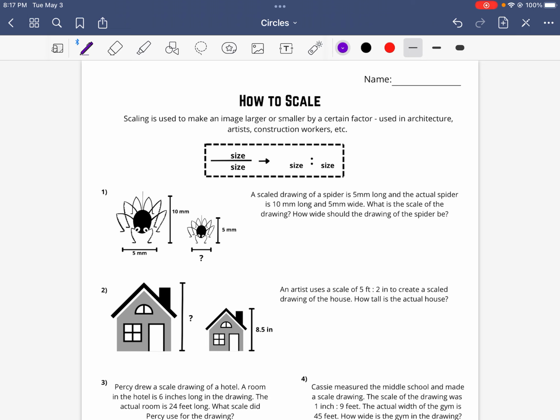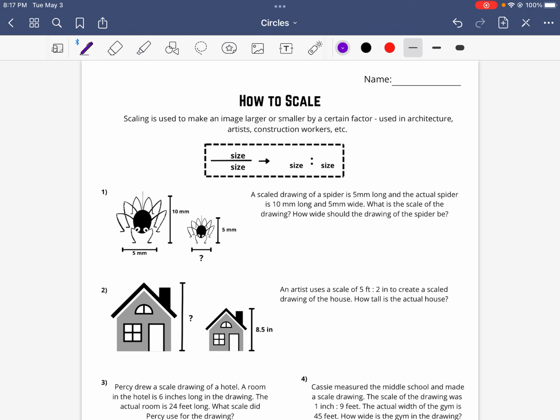So scaling is something that you've probably already done in other math units, but it is something that is used when you want to take a building, a larger image, and you want to make it smaller. For example, you want to take a house and put it on a piece of paper. Or you can go backwards. You can get a piece of paper and you can build it. So it's taking one image and enlarging it or shrinking it. Something that's commonly used in architecture, artists, construction workers, and the list goes on.